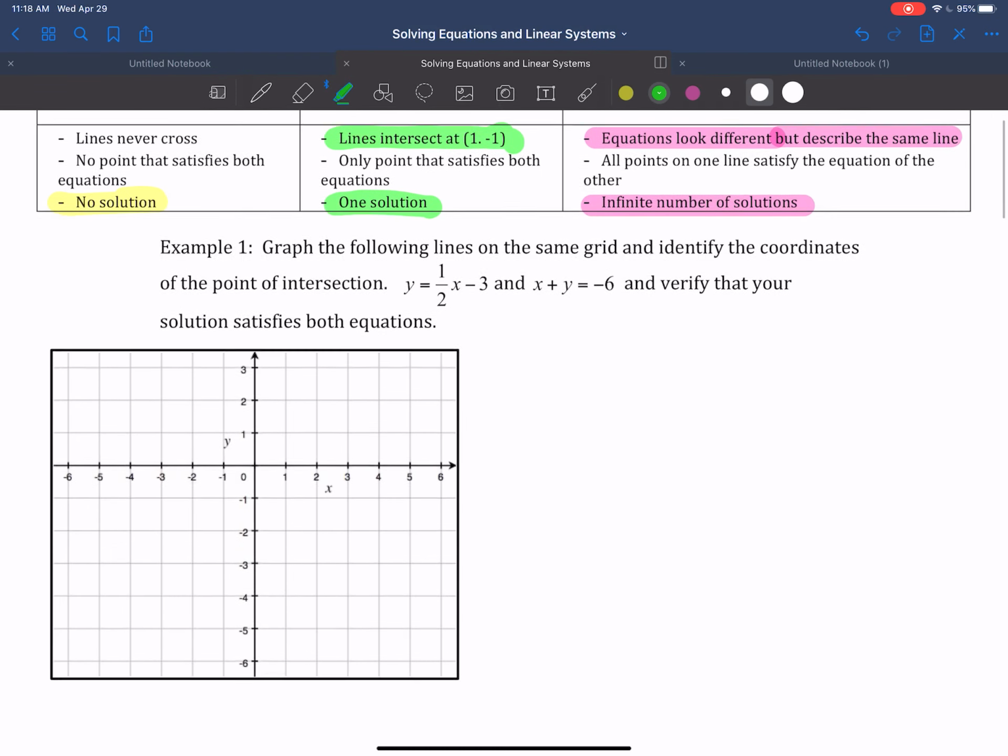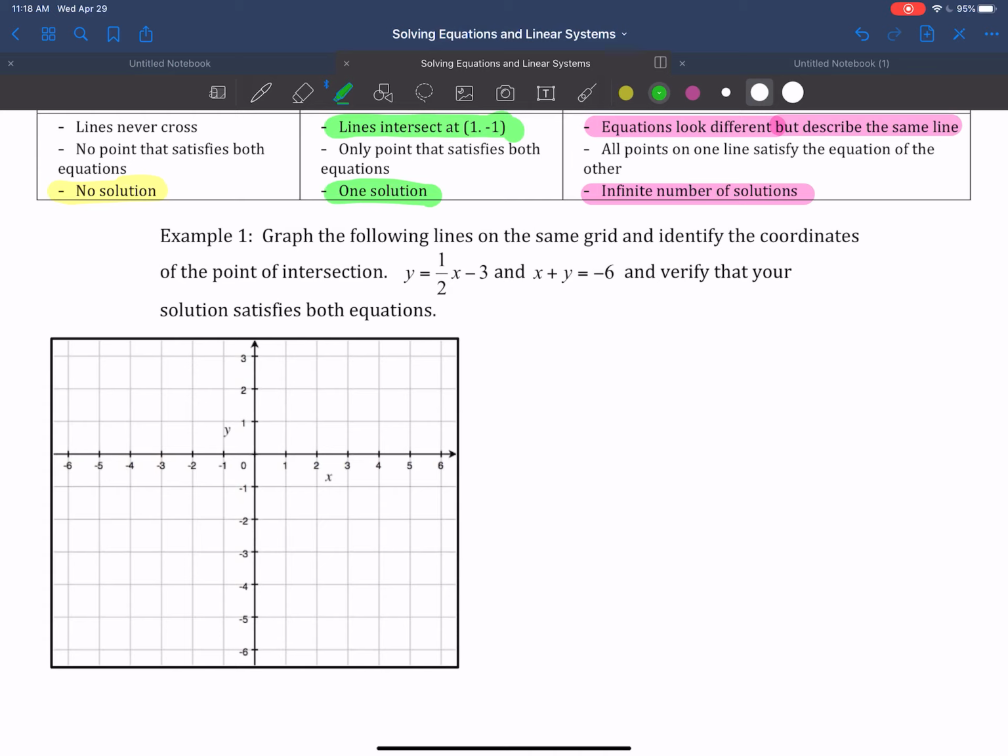So let's see what this looks like when we graph. So I have two equations here. y equals 1/2 x minus 3. And x plus y equals -6. And we want to graph these and then see where they intersect. And that would be our solution, the point of intersection. So let's look at the first one.